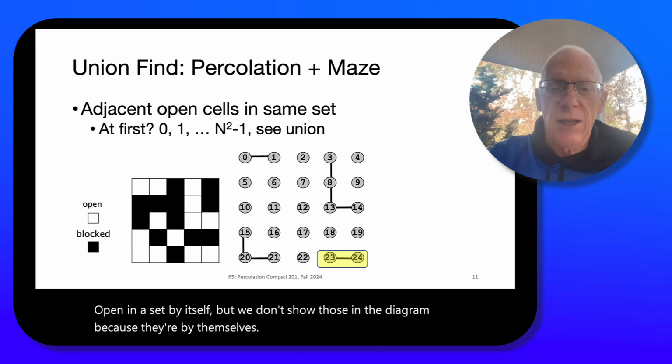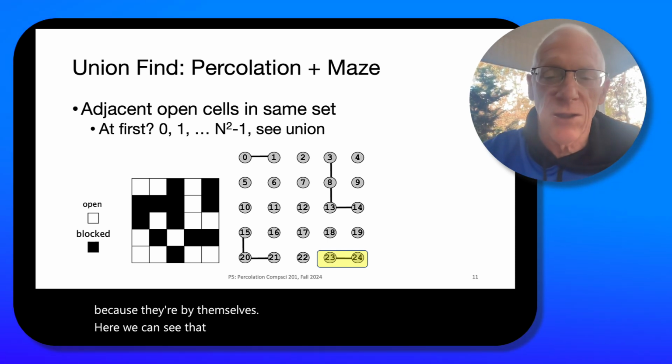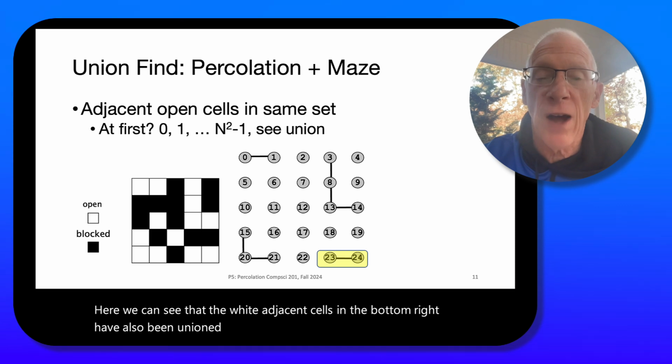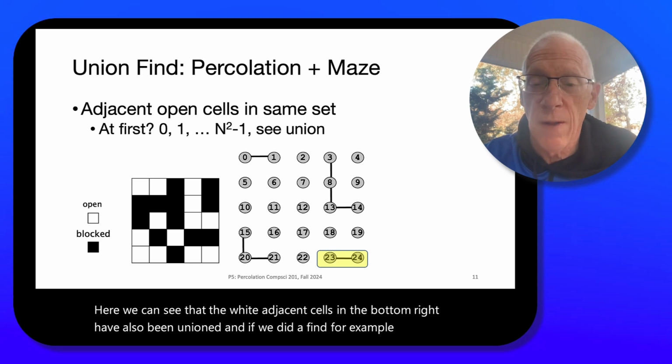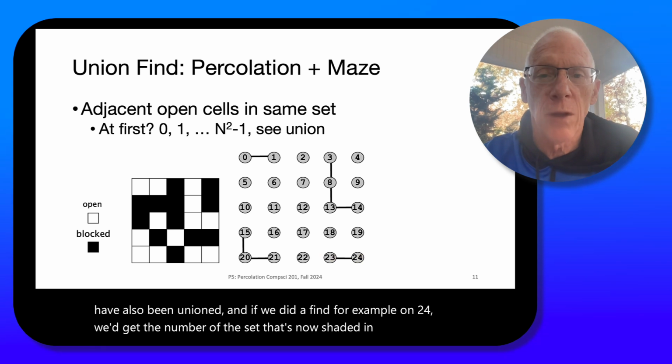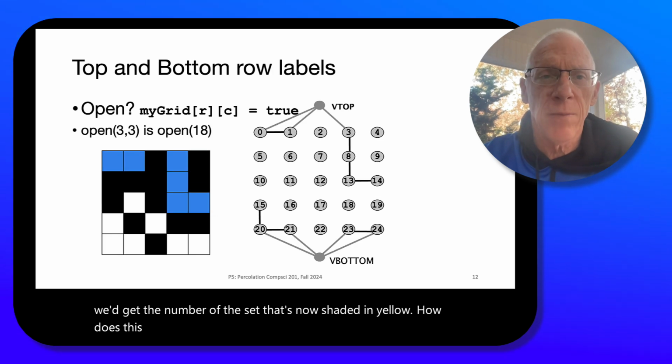Here, we can see that the white adjacent cells in the bottom right have also been unioned. And if we did a find, for example, on 24, we'd get the number of the set that's now shaded in yellow. How does this work in more detail?